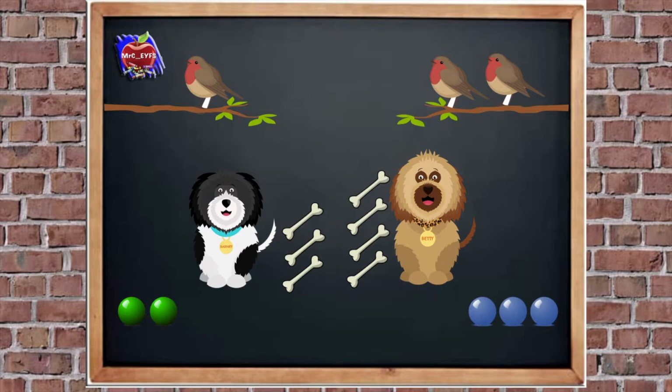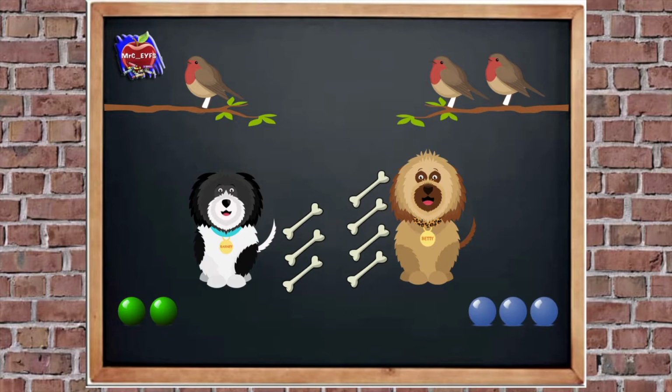So who's got more bones? Yeah, do you know, it's Betty because 4 is more than 3. It's a bigger number and it's a bigger quantity. So well done. Right, now let's have a look at the balls.